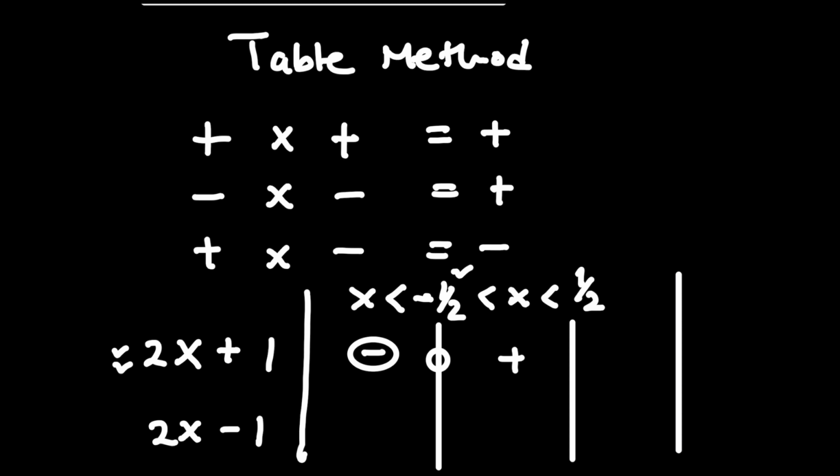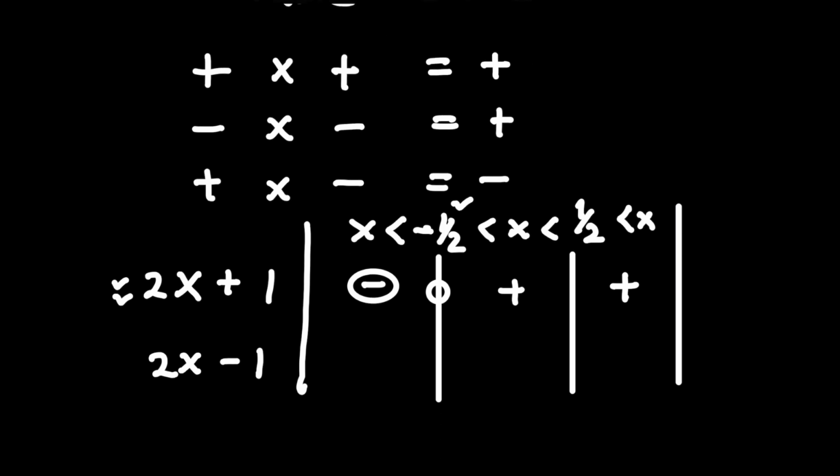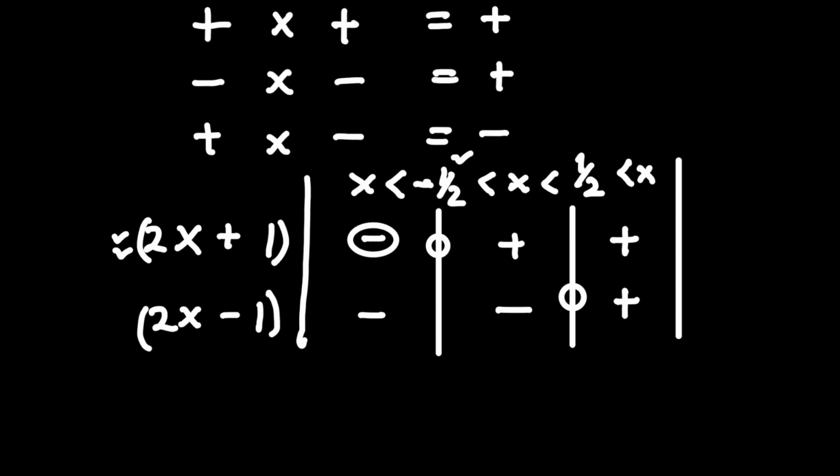Then choose any value of x greater than half, let's say 4, and we still get a positive value. Let's come to the second bracket. If we choose any value of x less than minus half, we get a negative value. Any value of x between minus half and half, let's say 0, we still get a negative value. At half, this equals 0. Any value of x greater than half gives a positive value.